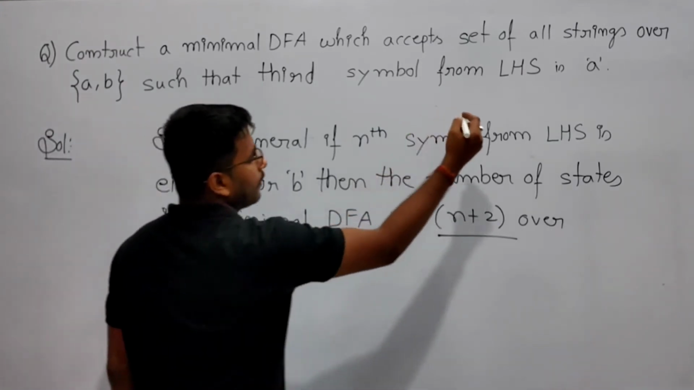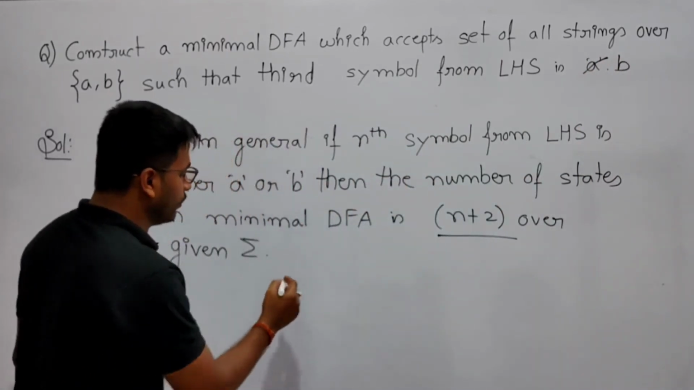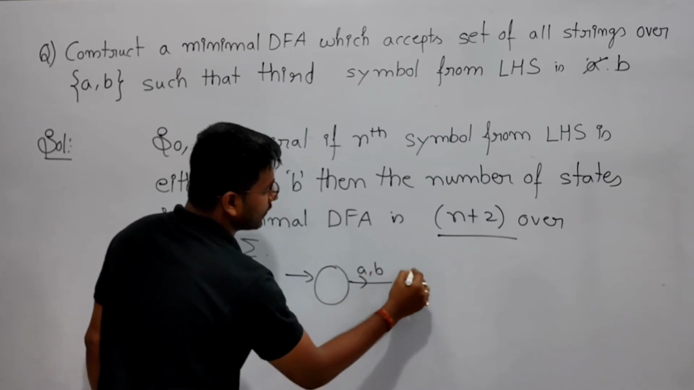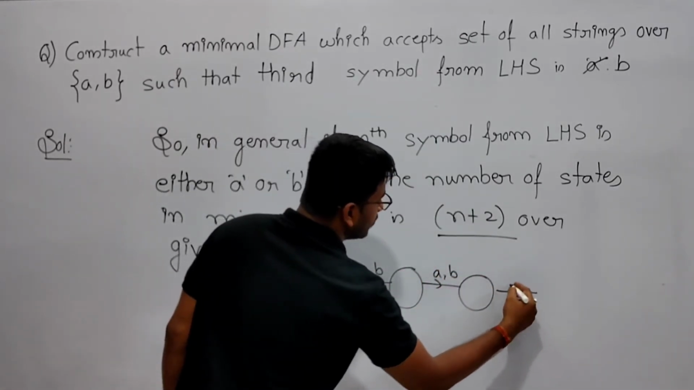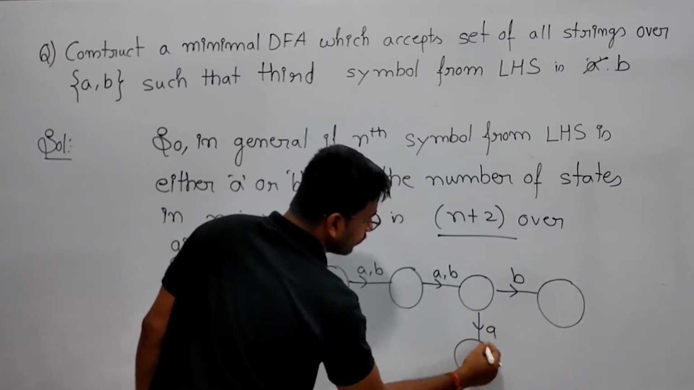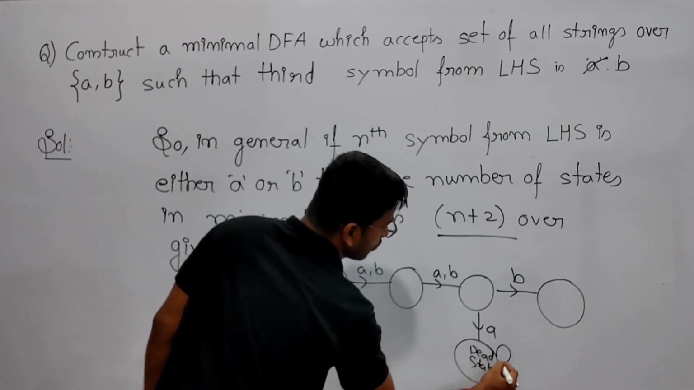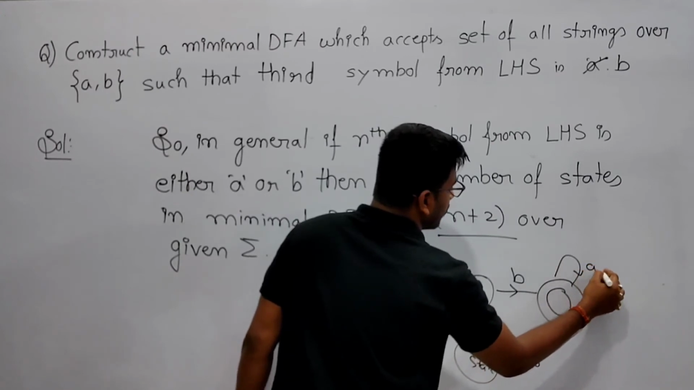See, here I am taking now for b. So if I say for b, what you will do, from the initial state on getting either a or b, this is the first symbol, then this is the second symbol. Now by getting b, the third symbol. Now if you get a, for getting a you will go to the dead state. Any combination of a, b, and after getting b you can have anything.